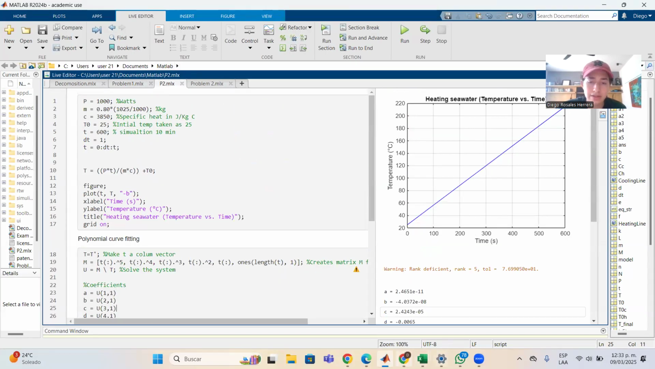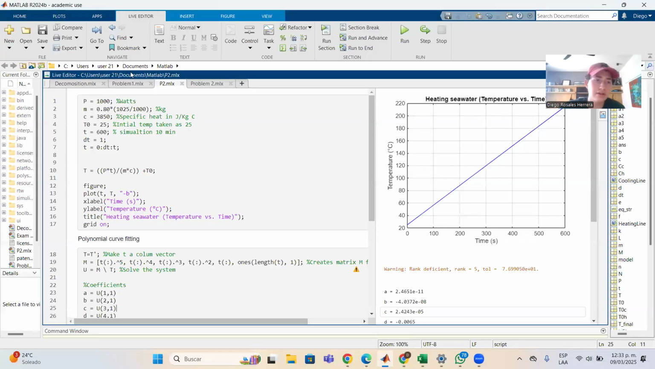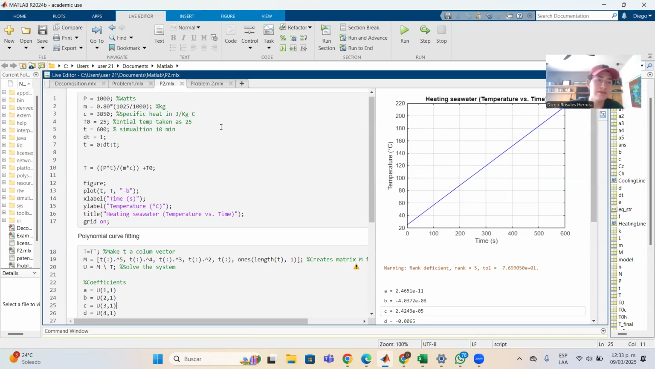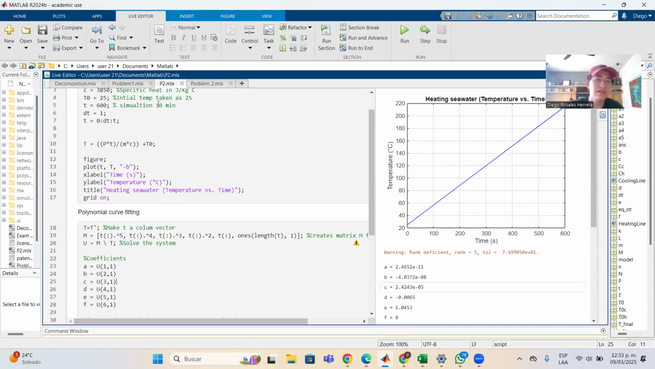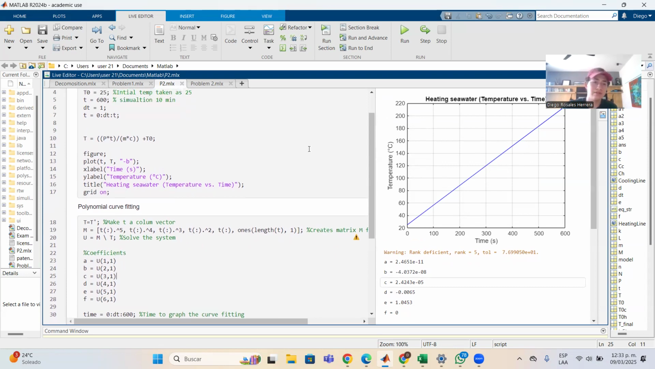For this one, I just placed these initial values with 100 watts, 0.8 liters of seawater, and other values to calculate this. So here are the initial values. Here is the mass, which was calculated by just taking the liters divided by 1,000 to get the mass in kilograms, the specific heat, initial temperatures, the time of simulation. And as you can see here, using the same equation, I'm just plotting the vector in order to create this graph. And well, it's a linear equation.